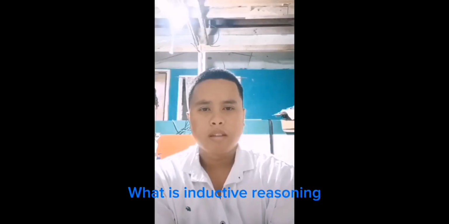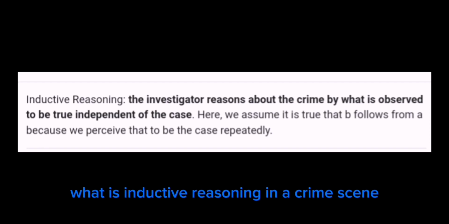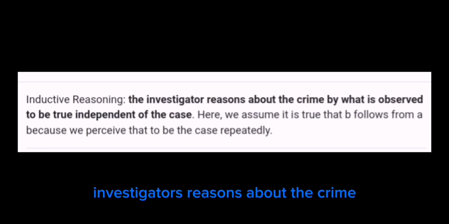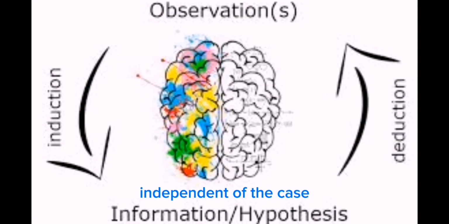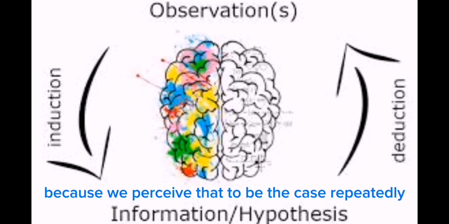What is inductive reasoning in crime scene investigation? The investigator reasons about the crime by what is observed to be true, independent of the case. Here we assume it to be the truth that follows from a, because we perceive that to be the case repeatedly.